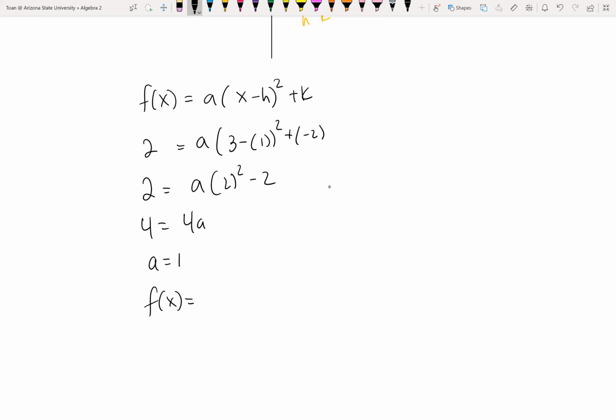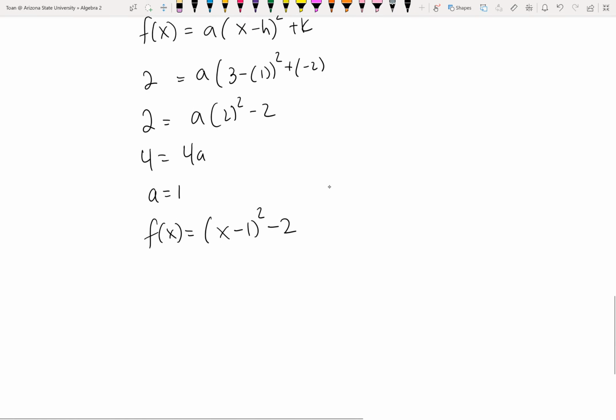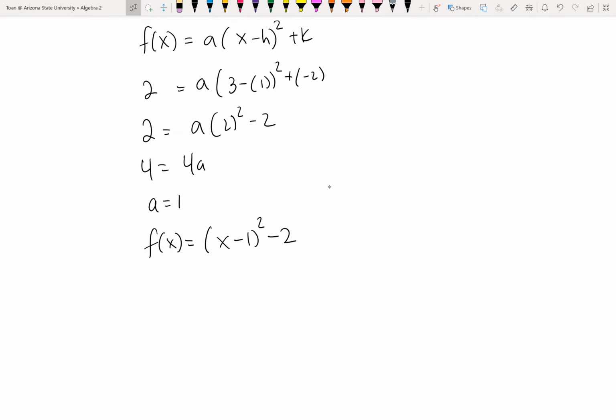So let's write our full function. f(x) equals, now since a was 1, I'm not going to bother writing it down, (x - 1)^2, h was 1, and k was -2. Okay. So this technically is our answer in vertex form. But notice the instructions don't say vertex form. The instruction says standard form. So all you've got to do now is just expand this guy out.